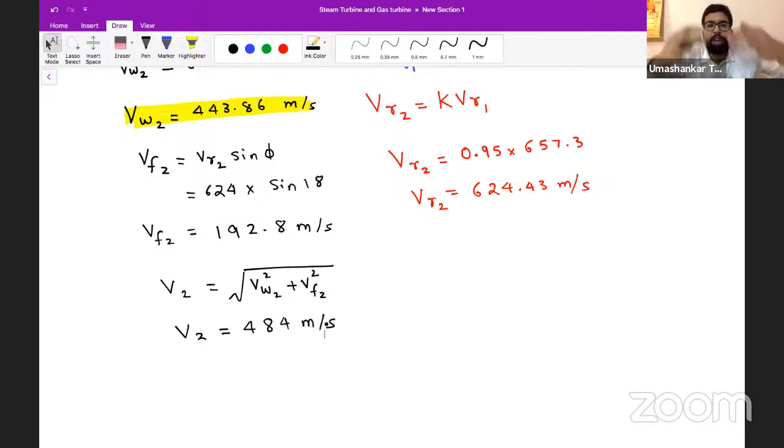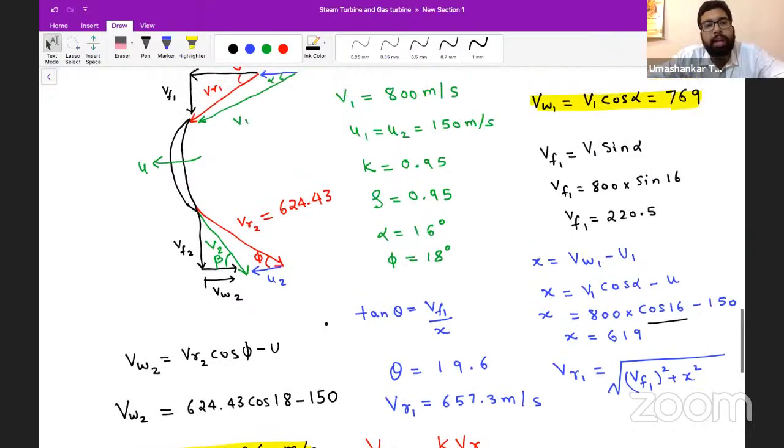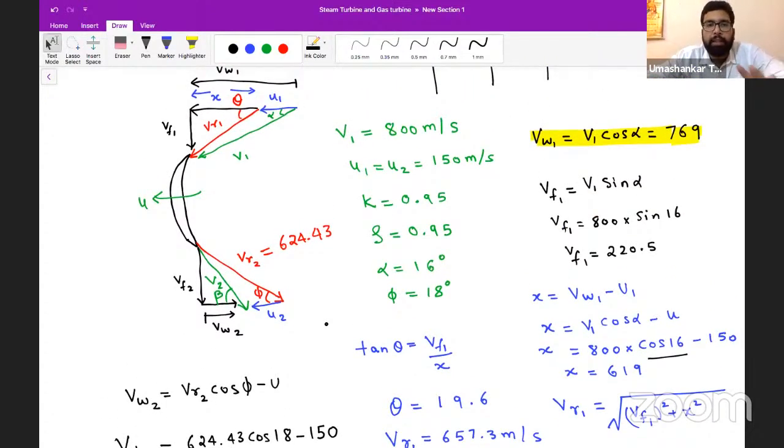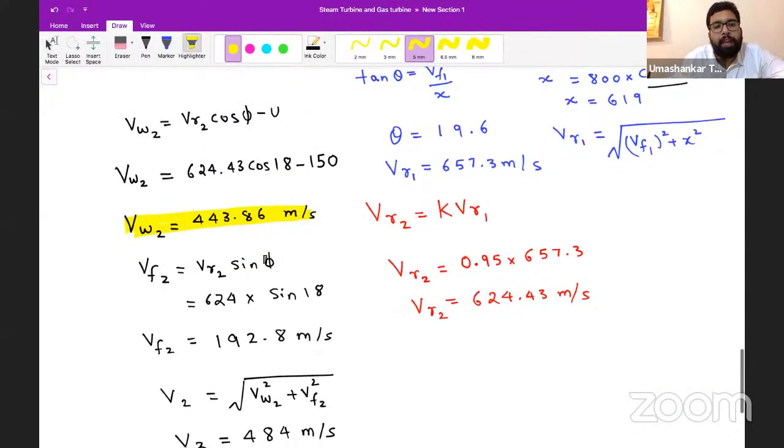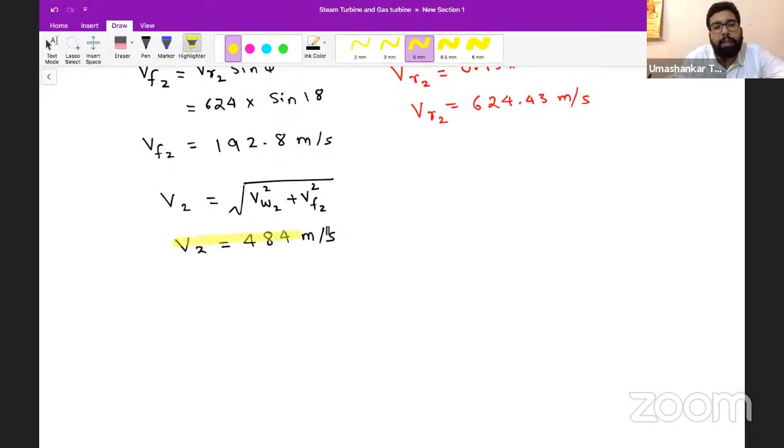So this is all what we have done in the previous session also regarding the level turbine, that is the simple turbine that has only one set of moving blade. Yes or no? So what are the important things we have obtained from this? We have this VW1, we have this VW2, and now we have this V2.